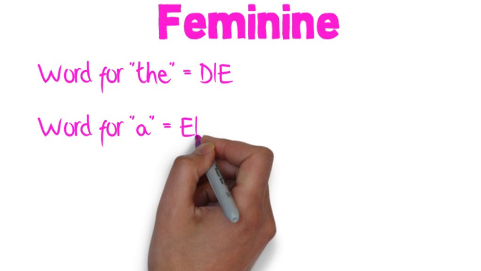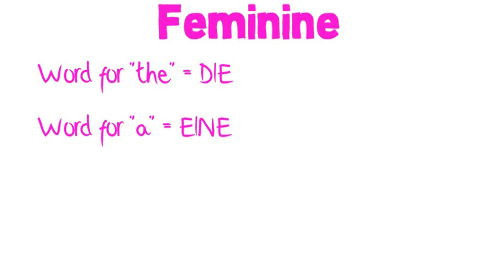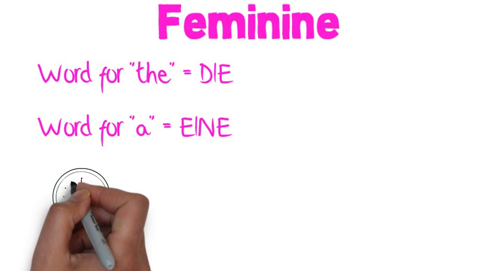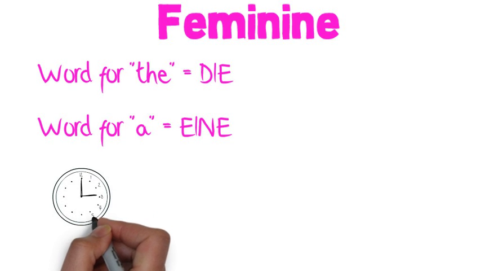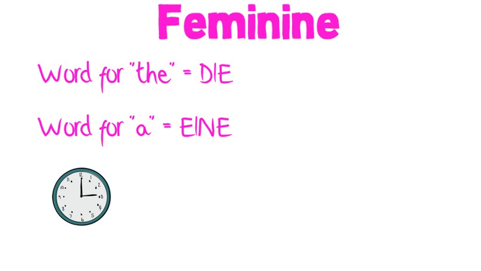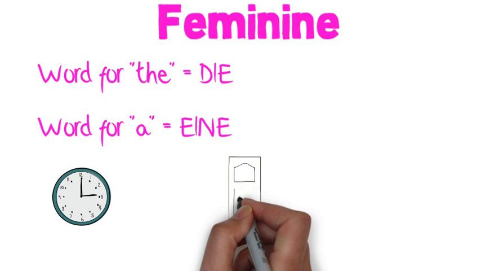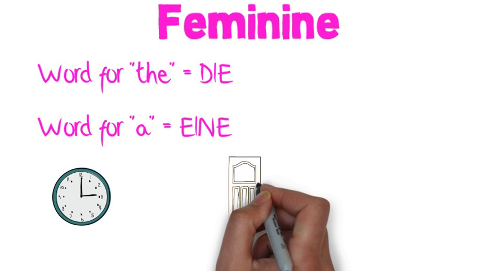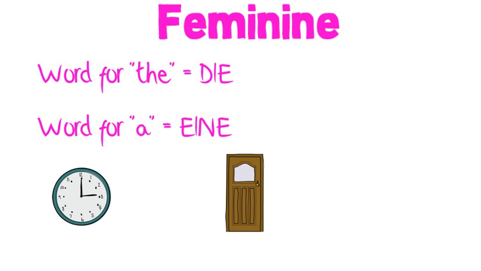Now let's move on to feminine nouns. With masculine nouns, you use der for the and ein for a. But with feminine words, you use die for the and eine for a. So since clock, Uhr, is feminine, you would say die Uhr or eine Uhr. Other feminine nouns would follow the same pattern.